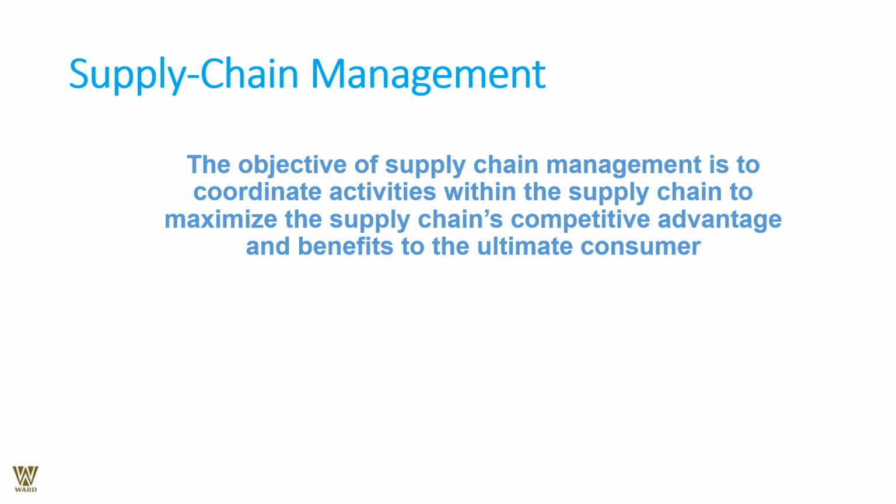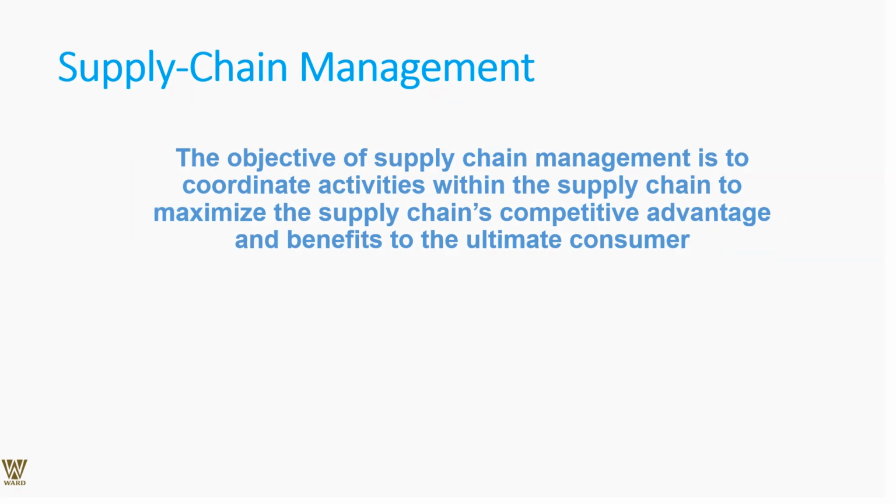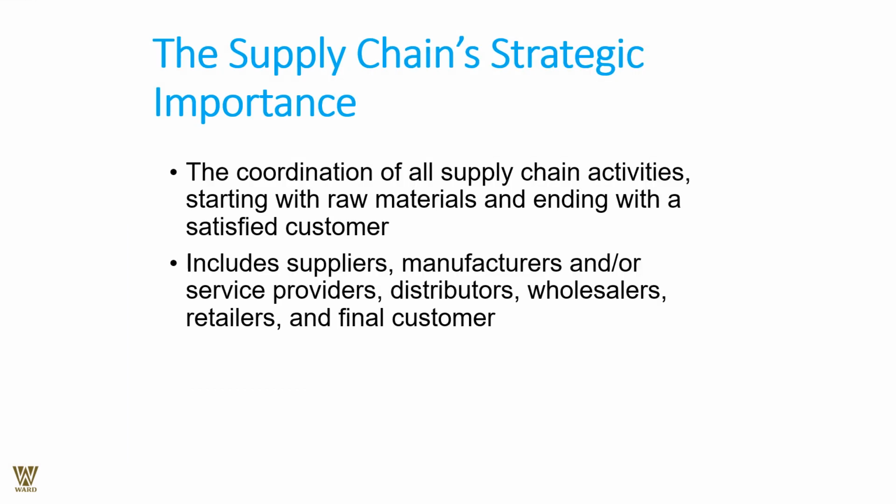So, what is supply chain management? The objective of supply chain management is to coordinate activities within the supply chain to maximize supply chain competitive advantages and benefits to the ultimate customer. Remember, the ultimate customer is the end customer who actually consumes the product. The importance is based upon the coordination of the supply chain activities, starting with the raw materials and ending with satisfied customers, well-defined products, and quality services. So yes, it is the coordination that leads to that wow moment for customer satisfaction.